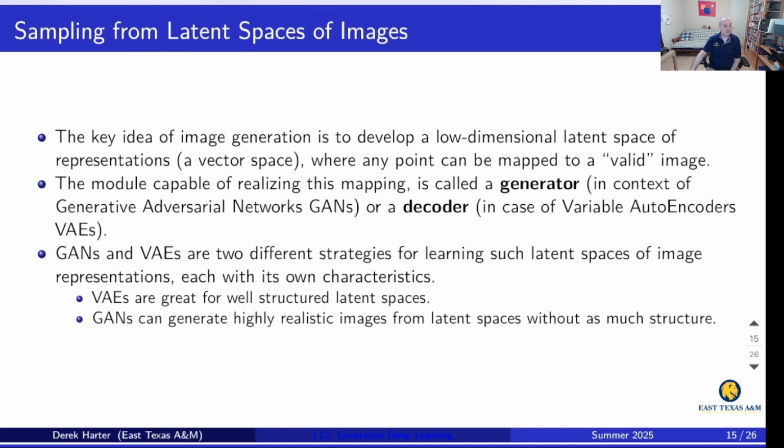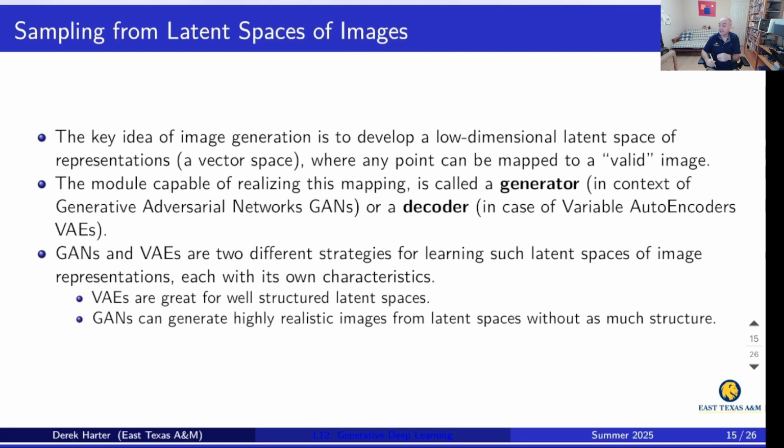Let's look at the variational autoencoders and how they work. The key idea of image generation is to develop a low-dimensional latent space of representation, a vector space, where any point can be mapped to a valid image. Again, this is a very similar concept to the word embedding space and the embedding layers that we've seen before. In fact, those are doing something similar to the autoencoder technique that we'll look at in this video.